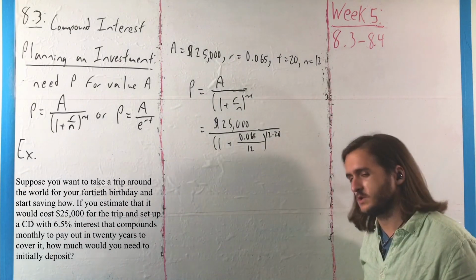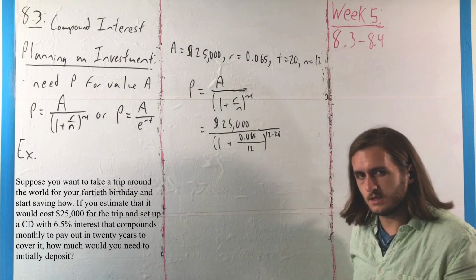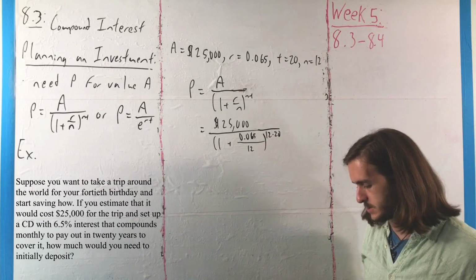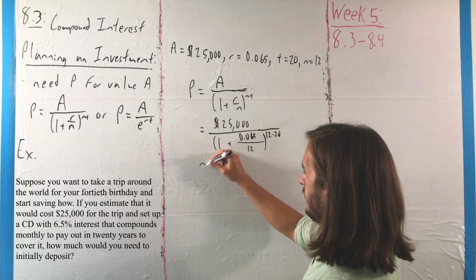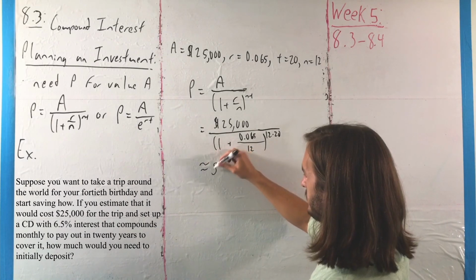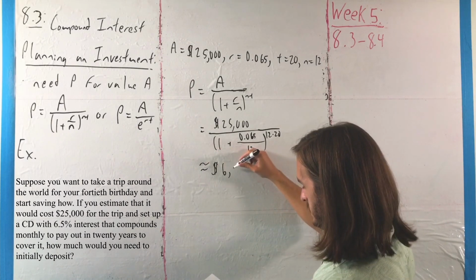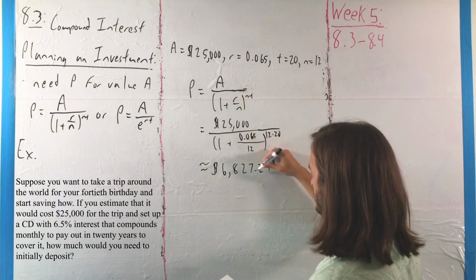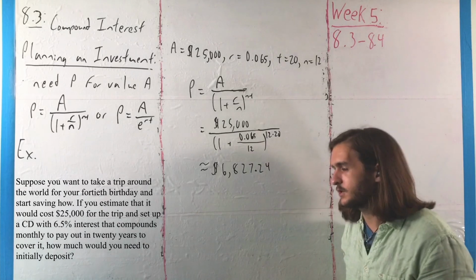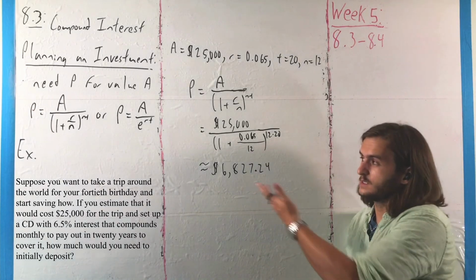It's not going to be very nice to do that by hand. Don't do that by hand. Get your calculator to do these types of jobs for you. It's better for your health. But in this case, our initial investment will have to be about $6,827.24, which understandably is quite a lot on your budget, but hey, you can get all these things set up.